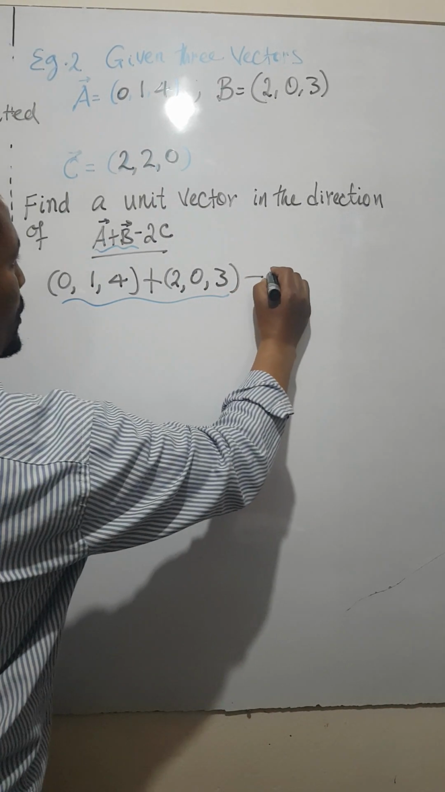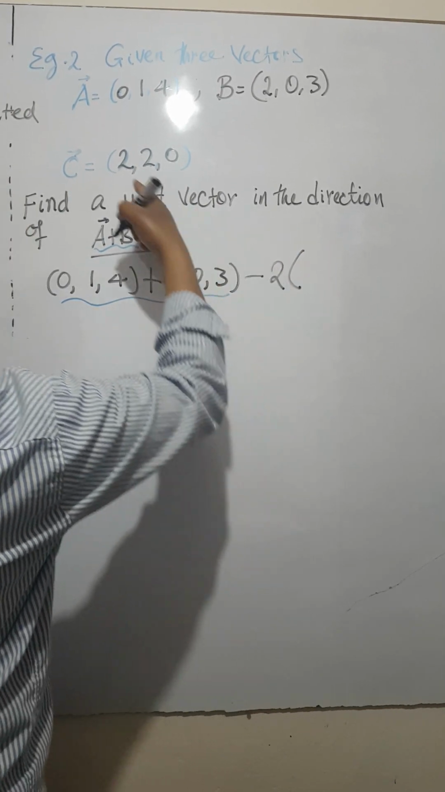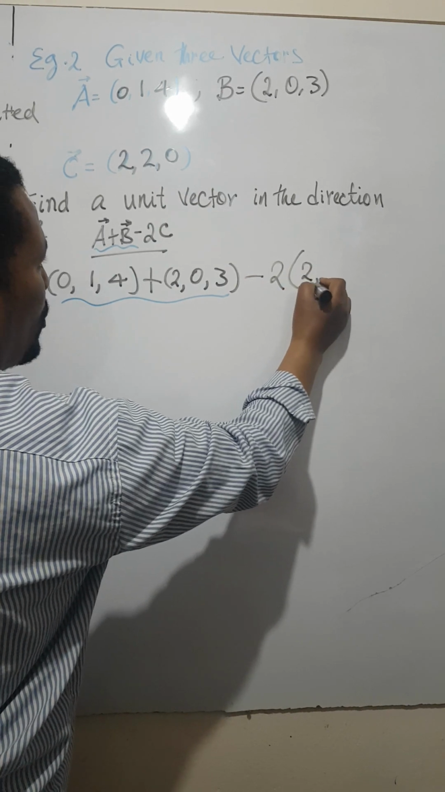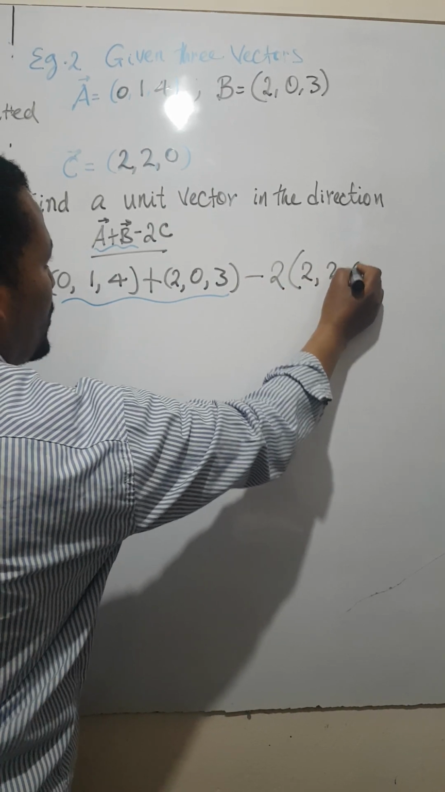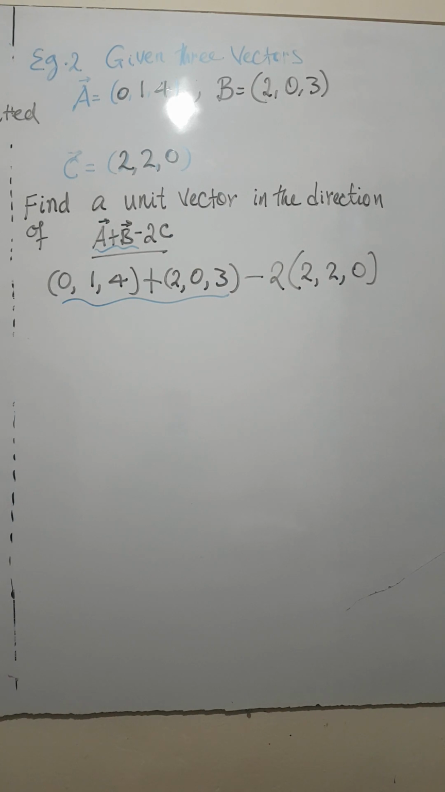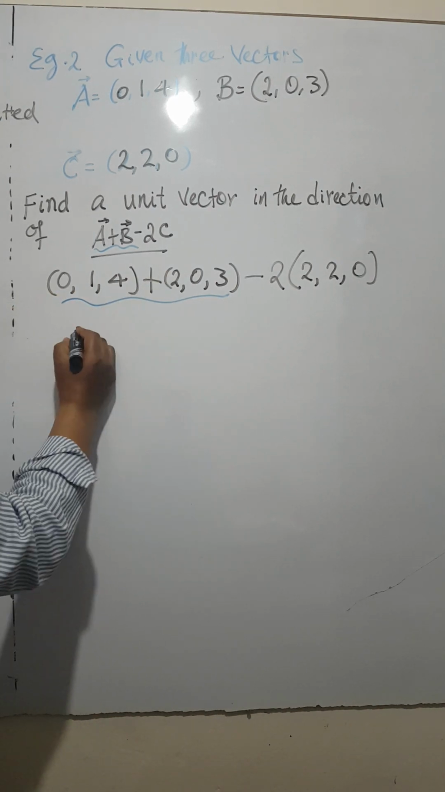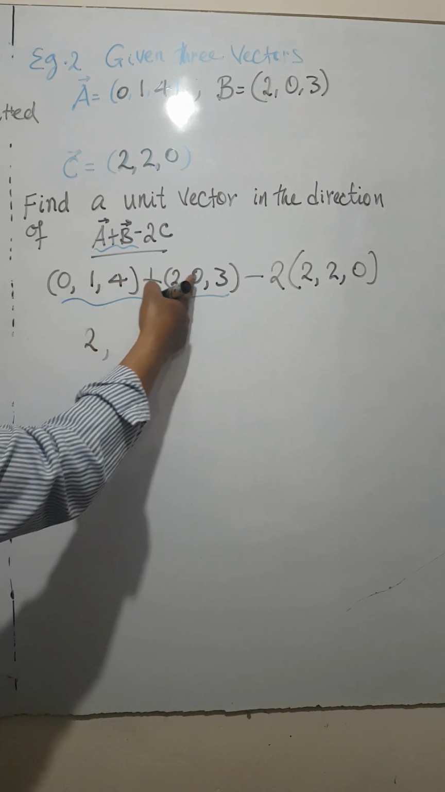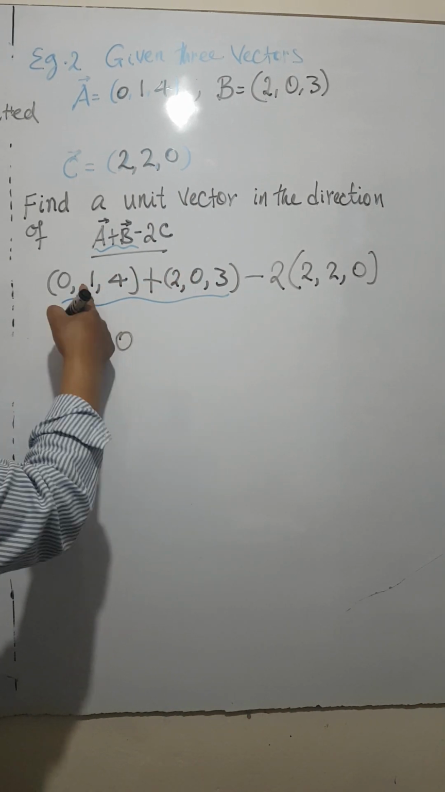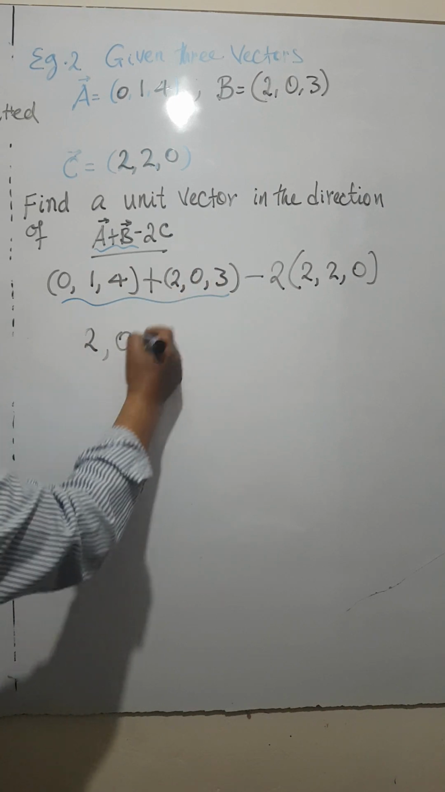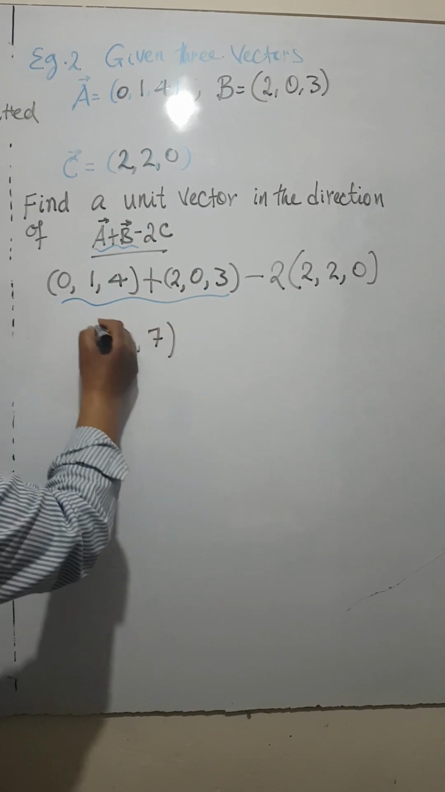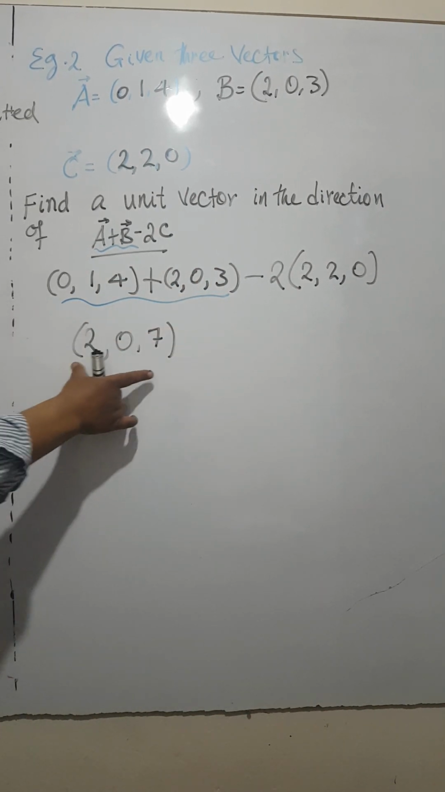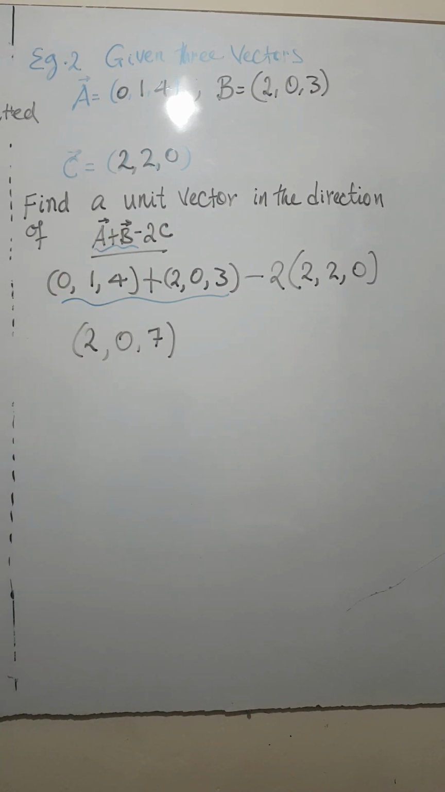ይሄ ያሰመርንበት ፓርት ይሄ minus 2 times vector C, 2 into (2, 2, 0). ኦኬ ማባዛት ጉድ። ስለዚህ ይሄን ስንደምር 0 plus 2 is 2, 1 plus 0 is 1, the second element, and 4 plus 3 is 7. Okay, this is A plus B, vector A plus B: (2, 1, 7).